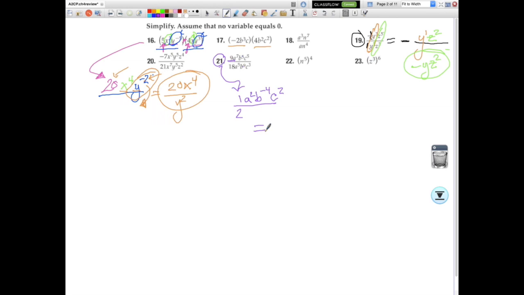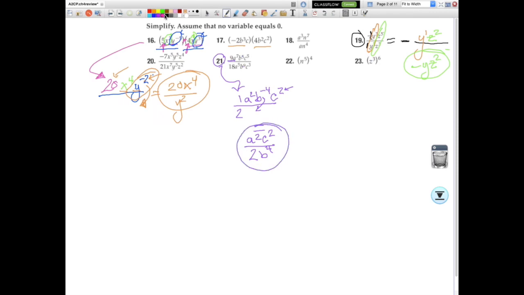Now from here you can see, all right, that can definitely have some simplifying. The 1 doesn't need to be there. A squared stays where it is in the numerator. Okay. This b has a negative 4, so I'm going to bring that down below. But the c has a positive exponent, so it's going to stay up top. So I'm going to, in the denominator, have a 2b to the positive 4. And this is my answer there.